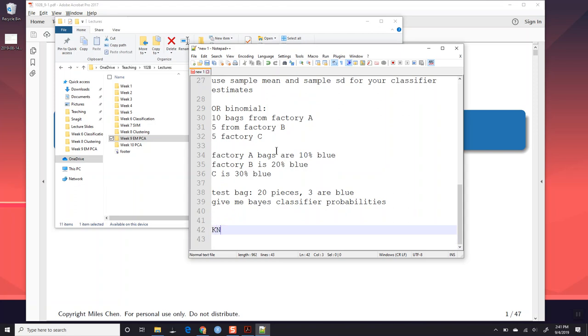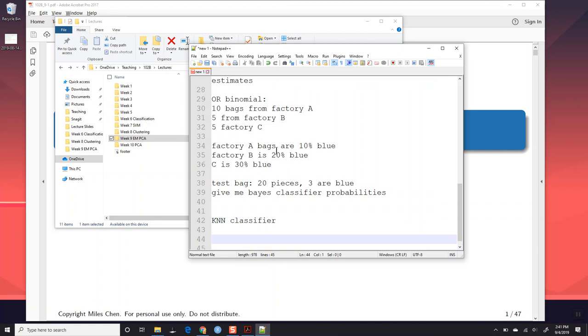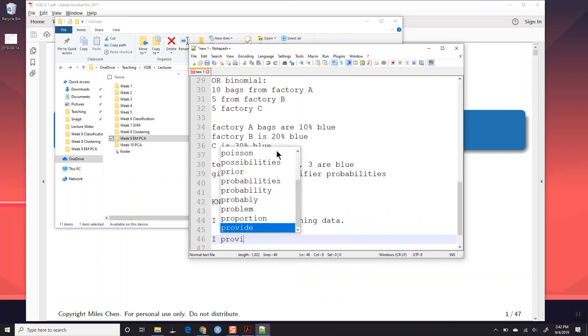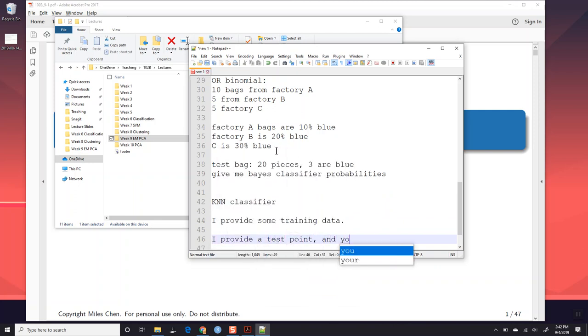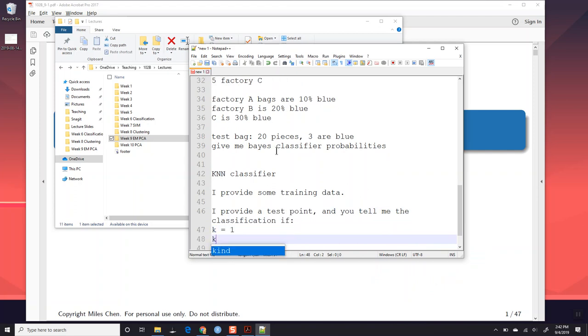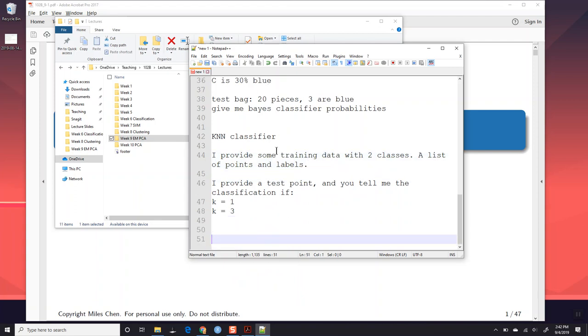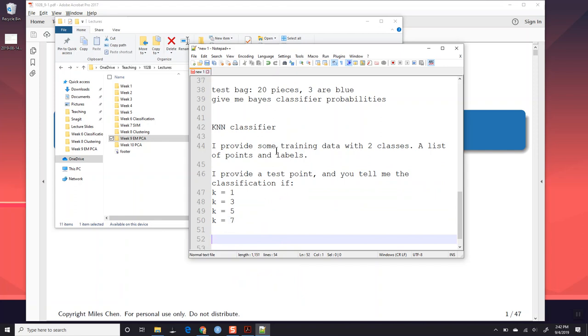Maybe kNN classifier. I provide some training data, sorry. Okay, I'll provide some training data. And then I provide a test point. And you tell me the classification if k equals 1, k equals 3. Provide some training data with, we'll say, two classes. Okay, so this will be like a list of points and labels, and then, you know, k equals 5, k equals 7, something like that. I think that's easy.